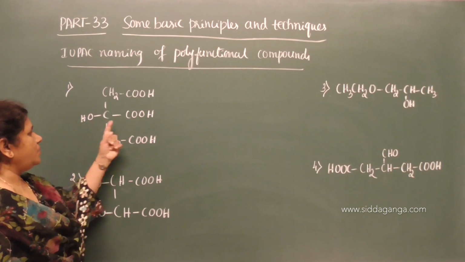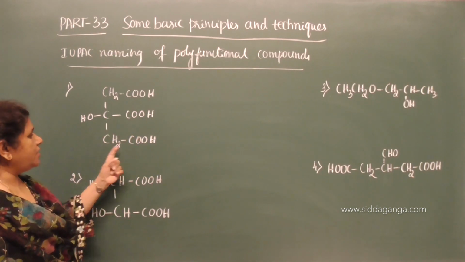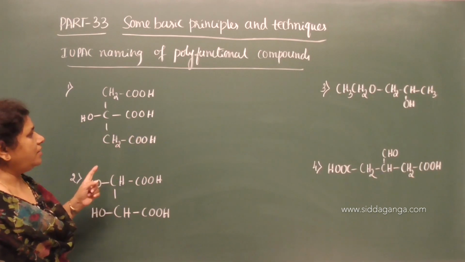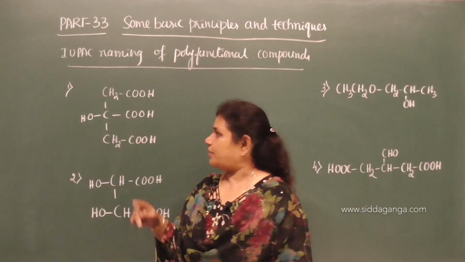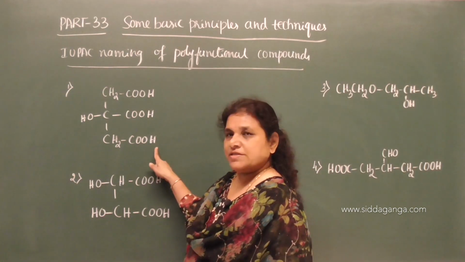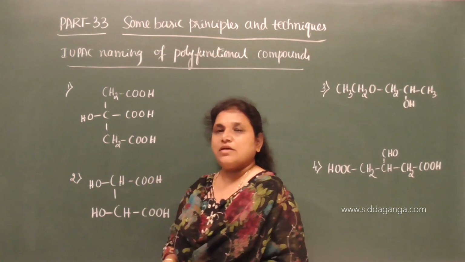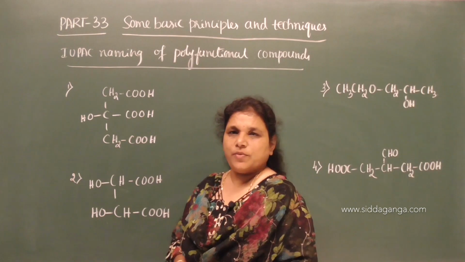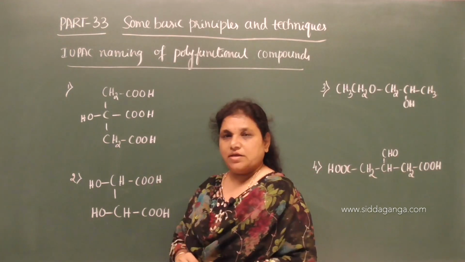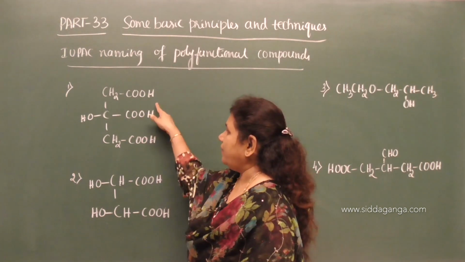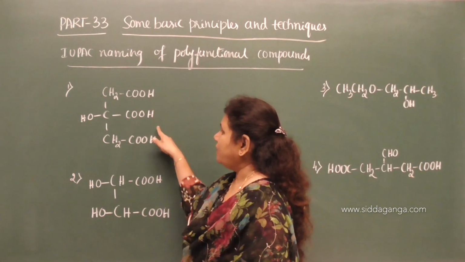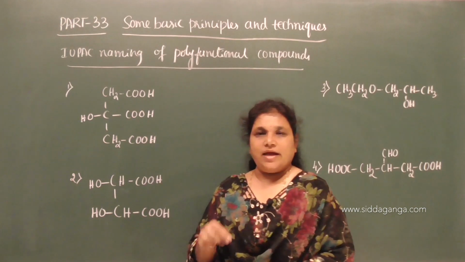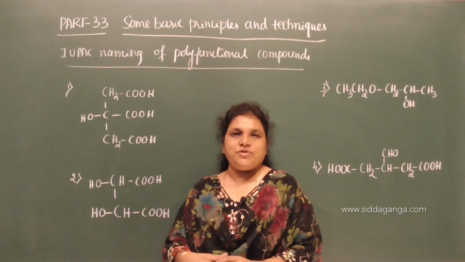CH2COOH, COH, CH2COOH. Here we have two types of functional groups. One is carboxylic acid, another one is the alcoholic functional group. According to the priority, we need to give the priority to the COOH group, correct? Now, we have three COOH groups, the like functional groups are more than two.